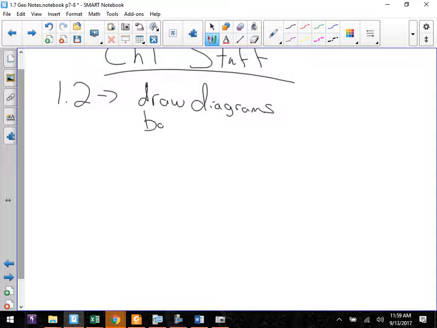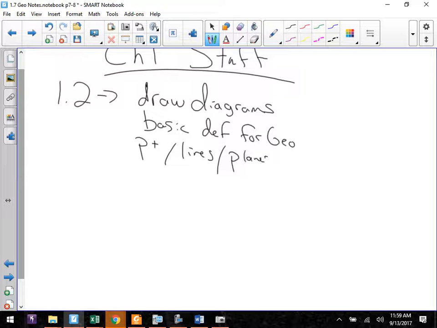It had basic definitions for geometry stuff: points, lines, planes. What did it mean to be collinear? What did it mean to be coplanar? Non-collinear, non-coplanar, all those little bits and things that we had.